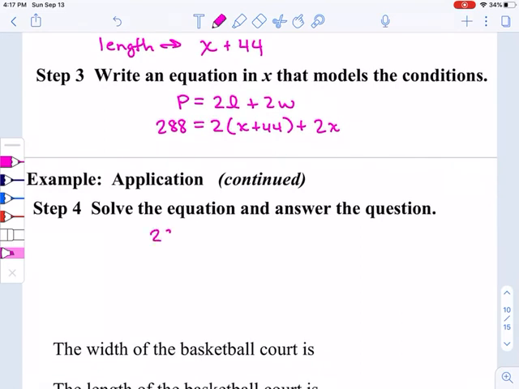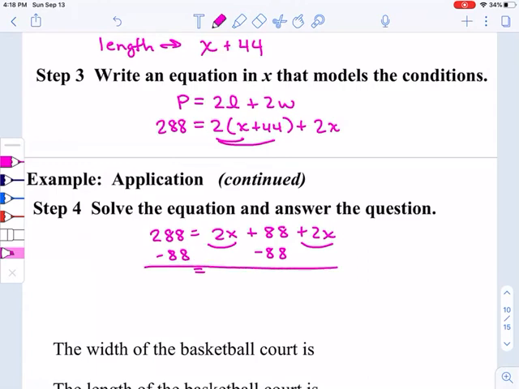Solve the equation. So let's see, 288 is going to equal, if I distribute out that 2, we would have 2x plus 88 plus 2x. Combine some like terms, and while I'm at it, I'm going to move that 88 over. That's going to end up leaving us with 200 is equal to 4x. Dividing by 4, your x is going to equal 50.